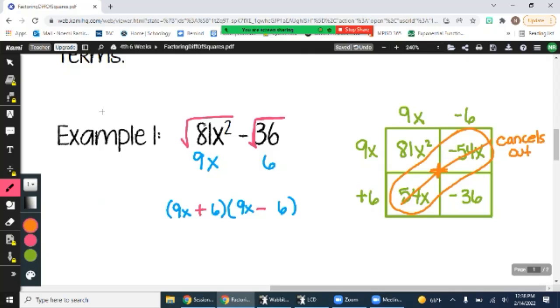So by making one of my binomials positive and the other one negative, it's eliminating that middle term, because now when we put together what's left, 81x squared minus 36, we've gone full circle. Everybody compare those. You see it?